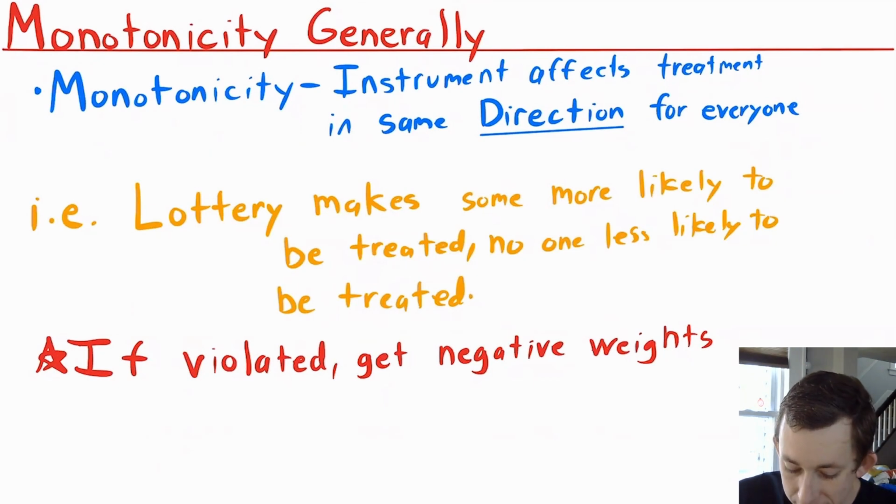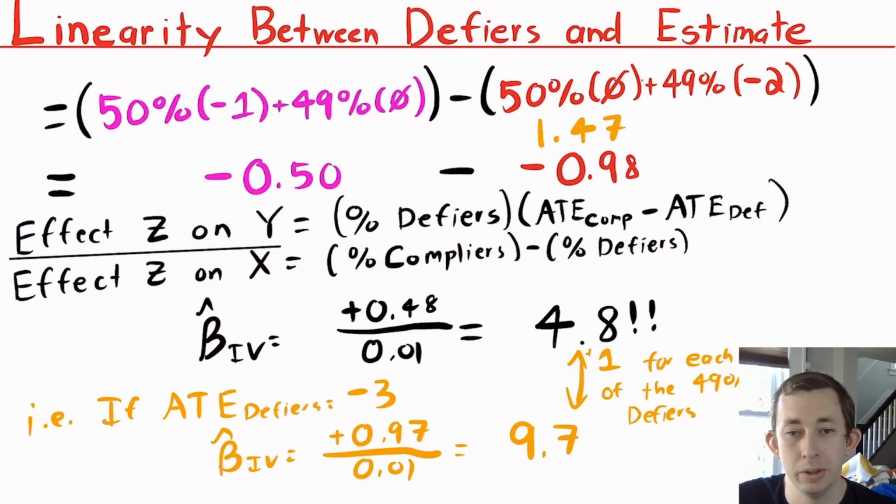And if this monotonicity assumption gets violated, that means you have defiers. And if you have defiers, you're going to get negative weights. If you have negative weights, your IV estimate is going to be all screwed up, which is why we generally assume that we don't have defiers. What's happening between these defiers and the estimate? How can I look at this and find a relationship between the amount of defiers I have and my IV estimate? Well, here is the IV estimate we found initially.